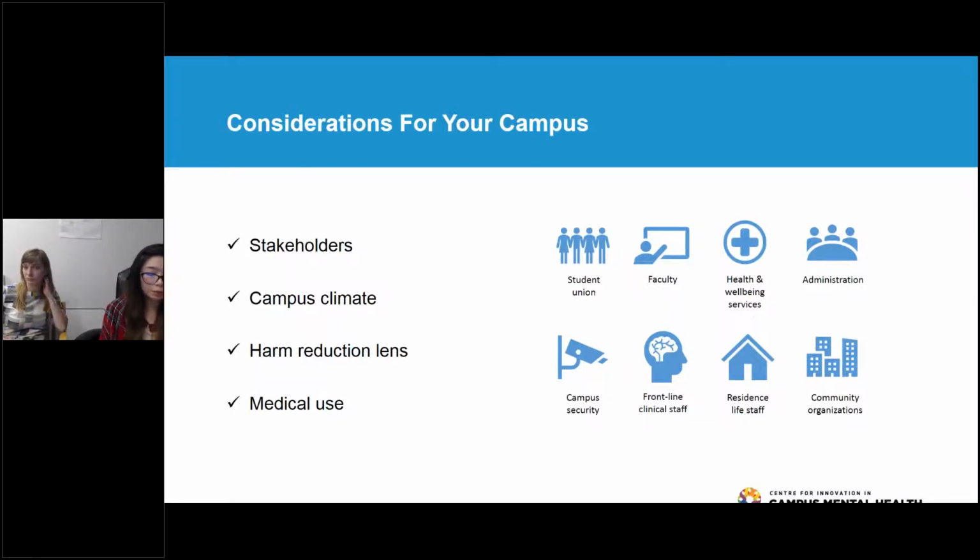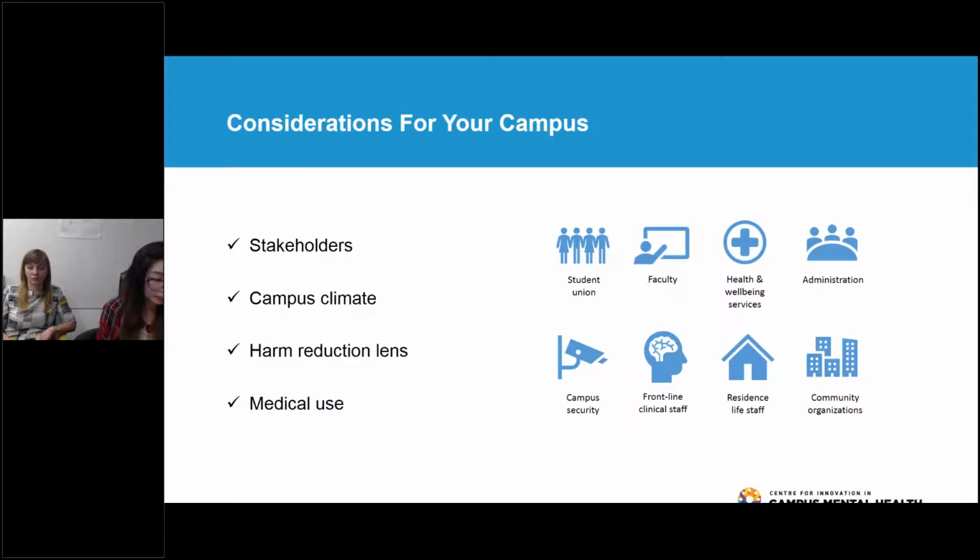Development and implementation of this framework is going to be more effective if somebody within the campus champions the effort and helps to start the process with a goal, an objective, a timeline, and a directive to bring everyone together as a committee. This committee should consist of individuals who represent your institution's administration. So this could be your student union, faculty, health and well-being services, administration, campus security, frontline staff, and residence life staff. And don't forget to also include community organizations, because these community organizations have considerable expertise when it comes to dealing with mental health and substance use. For example, public health units, the Canadian Centre on Substance Use and Addiction, and the Canadian Mental Health Association. Consultation with the student population throughout the process of development and implementation of this framework is also really important.